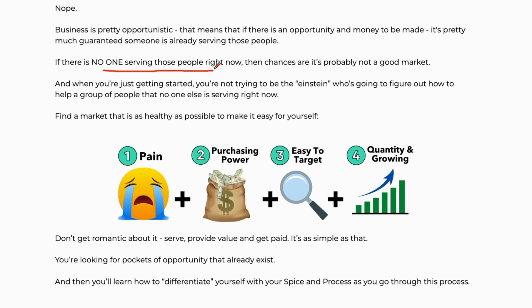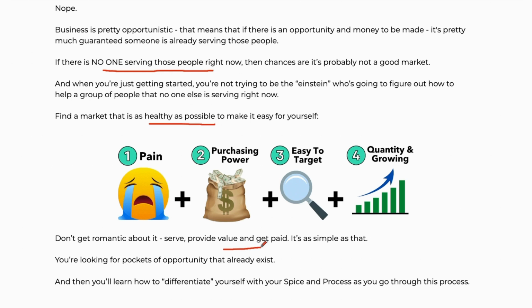You want to repeat successful actions based on what you're seeing in the marketplace and then change it. Not copy it, because that's unethical. What you're doing is looking at the marketplace and iterating on what is already working. So our recommendation is to find a market that is as healthy as possible and make it easy for yourself. Don't get romantic about it. It's all just about serving people, providing value, and getting paid according to the value you provide. It's as simple as that.